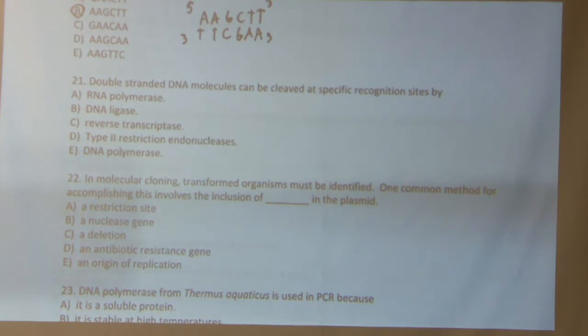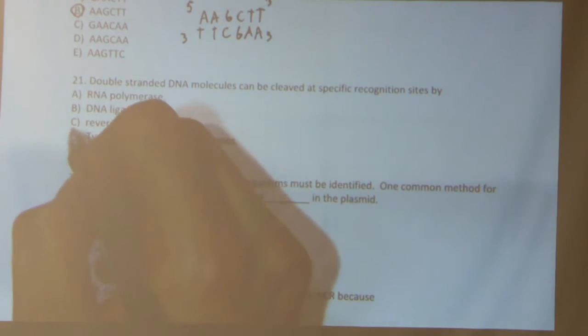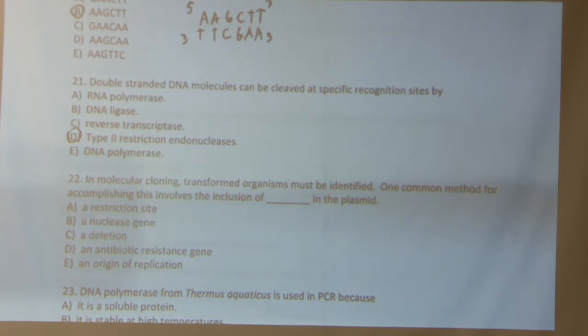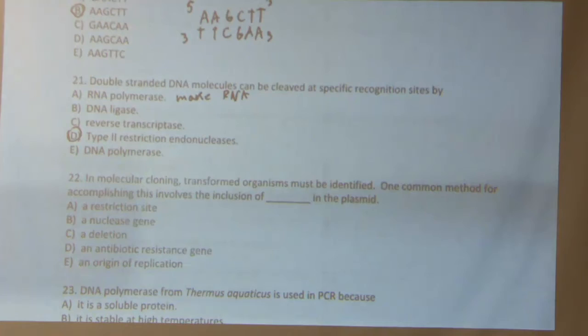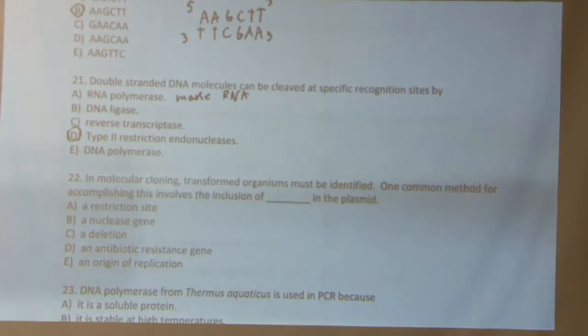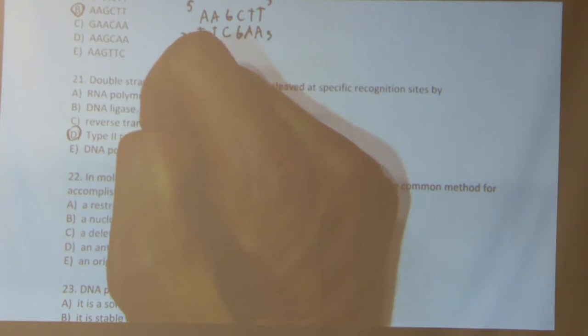21. Double-stranded DNA molecules can be cleaved at specific recognition sites by A, RNA polymerase, B, DNA ligase, C, reverse transcriptase, D, type 2 restriction endonucleases, E, DNA polymerases. What do we think? I hear B, D, D. D is correct. So let's go through RNA polymerase. What does RNA polymerase do? It synthesizes RNA. What does DNA ligase do? It joins DNA fragments. Which specific DNA fragments are joined? Okazaki fragments. I'll just write connect DNA fragments.